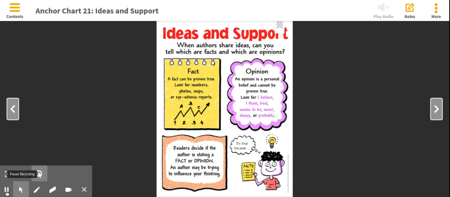Now, if I said that cat is really pretty, that would be an opinion because that's something that I believe or think. I may think the cat is really pretty, but Zane may think, ooh, that cat is ugly. So that would definitely be an opinion because it's your own belief. It's what you think. It's how you feel.